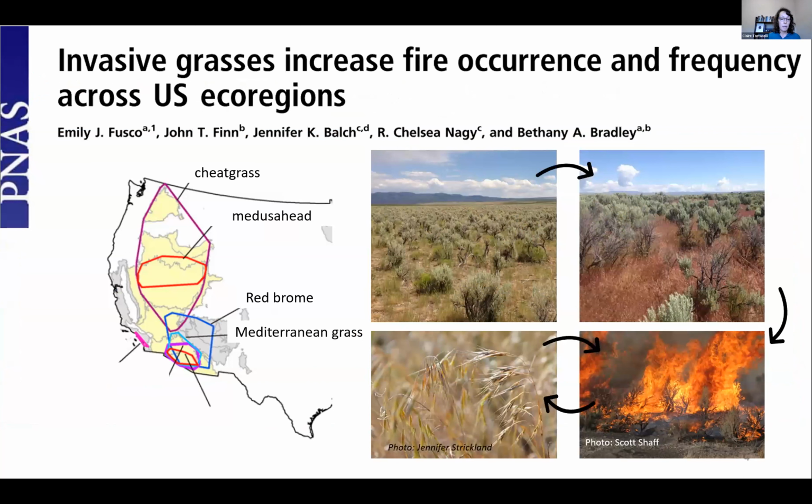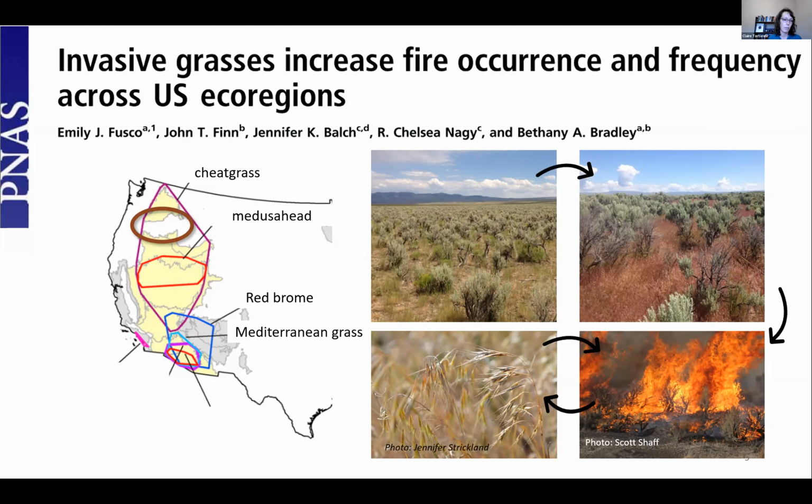And like I mentioned, these grass-fire cycles are not a new phenomenon for the world, and especially for the Western United States. We've known about cheatgrass invasion and medusahead in the Great Basin for a long time. We also see similar grass-fire cycles in the Mediterranean regions of California and in the Southwest, as well as some cheatgrass in the Columbia Basin. But there are some regions where we don't really think about these grass-fire cycles, predominantly our forested ecoregions.